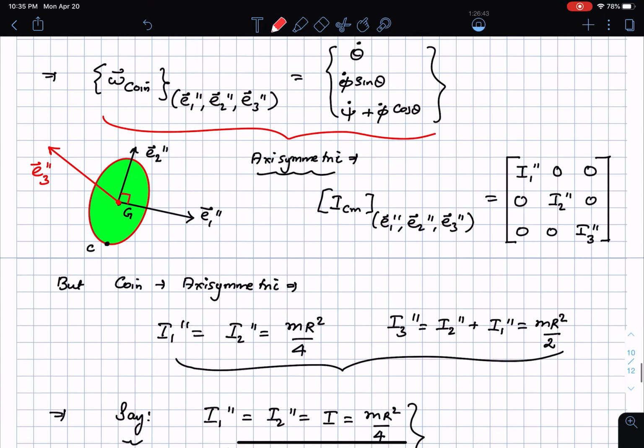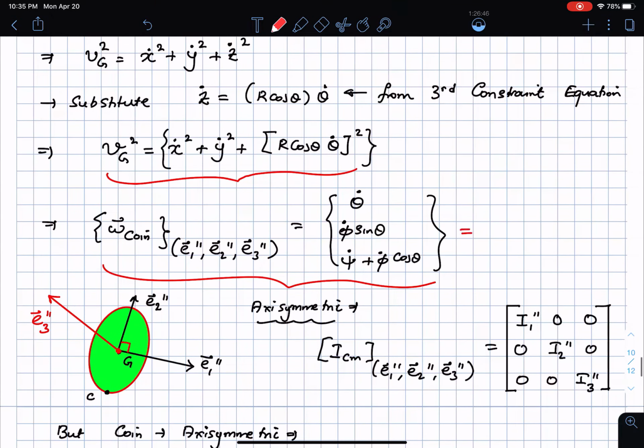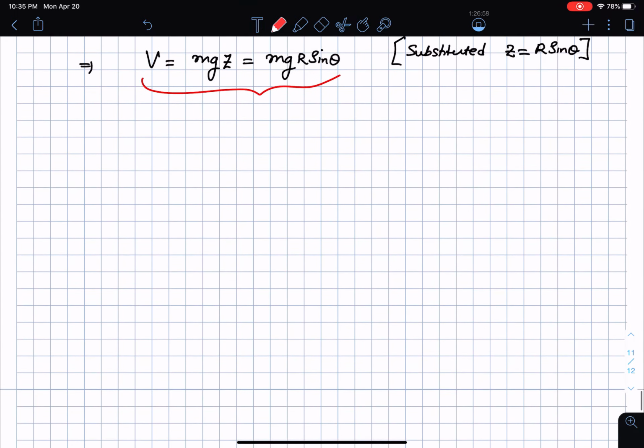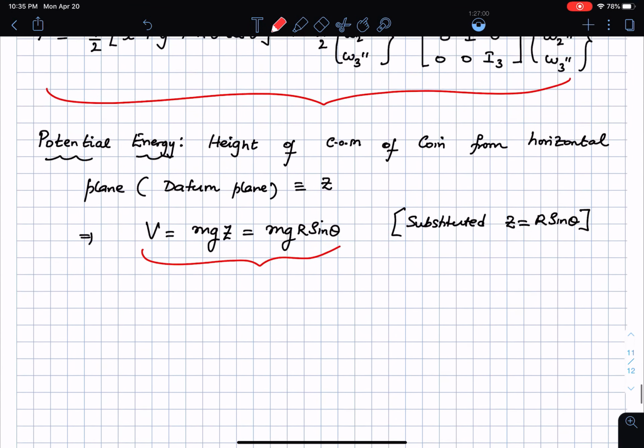And I just want to make a quick note here. This is the same as omega 1 double prime, omega 2 double prime, omega 3 double prime. This is omega of the coin. So I'm going to substitute for all of these quantities. Okay, and here is what the Lagrangian will end up being.